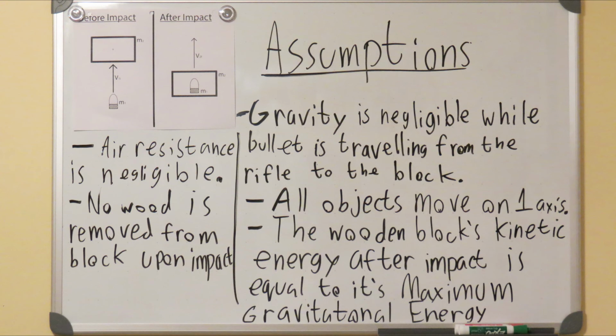In this situation, we're assuming that gravity is negligible while the bullet is traveling from the rifle to the block. All objects move on one axis. The wooden block's kinetic energy after impact is equal to its maximum gravitational energy. Air resistance is negligible, and no wood is removed from the block upon impact.